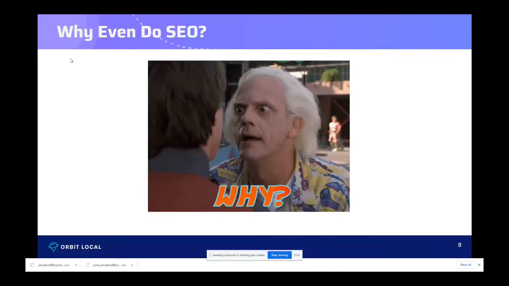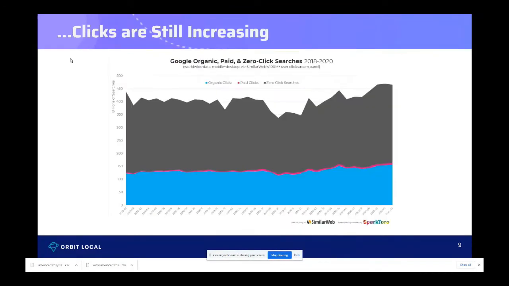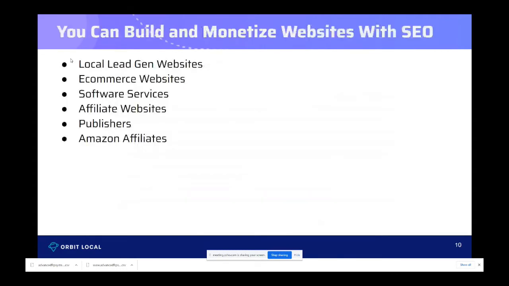But so why even do it? Is that even true? Are the clicks really going away? No, they're not. There's actually more and more people searching on Google every year. And so even though there's a huge percentage of searches that don't end in a click, there's still a huge amount of clicks coming through Google, increasing year on year. So that's why you still have to do SEO. As I mentioned before, I've built and monetized websites with SEO for all these different types of niches.